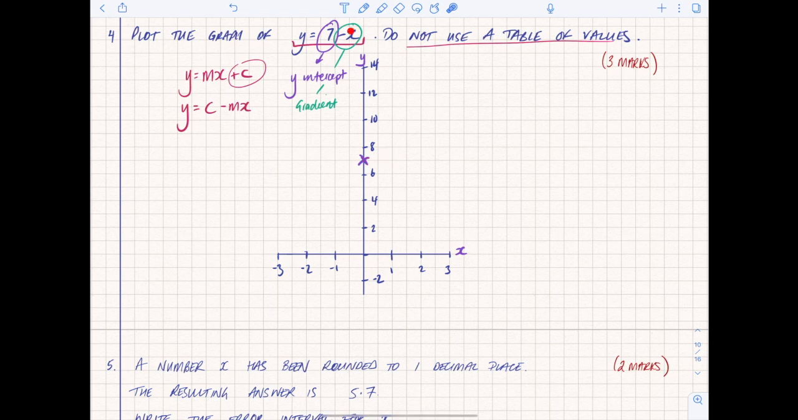And then, because my gradient's -1, I go down 1. So I then put a point there. I do the same thing again. I go across 1, down 1, across 1, down 1. So they are my points for that line.